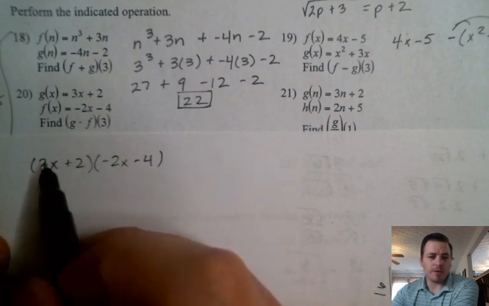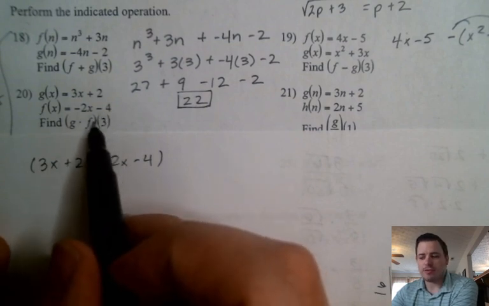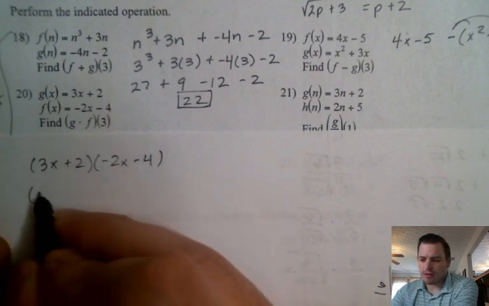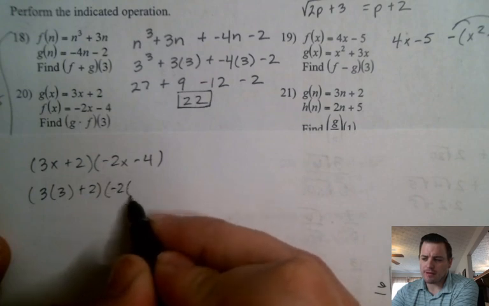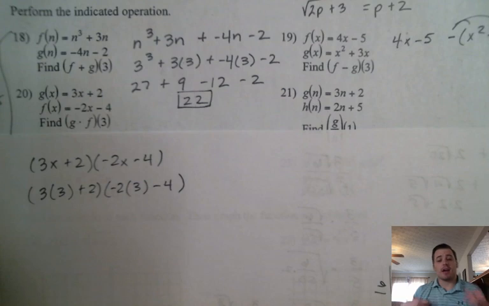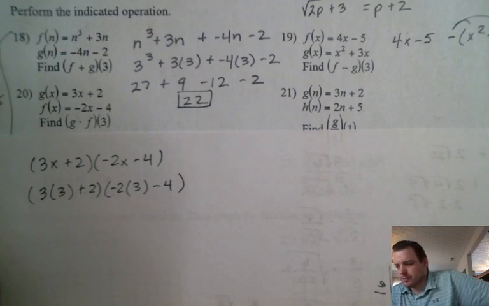But fortunately here we don't have to FOIL. We could, but we don't have to because we're not solving it in terms of the variable. We're solving it in terms of 3. So I can just say 3 times 3 plus 2, and then negative 2 times 3 minus 4. So I just plug it in. Now I could FOIL and then plug the number in at the end, or I could just plug it in at the beginning, which is what I would encourage you to do.